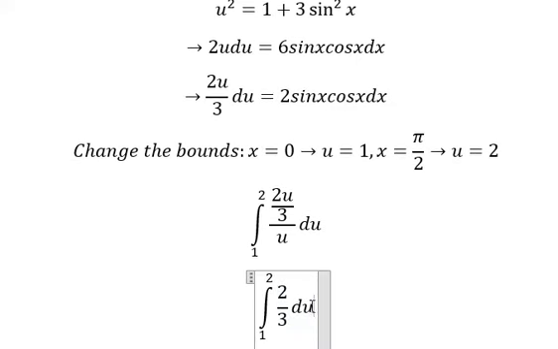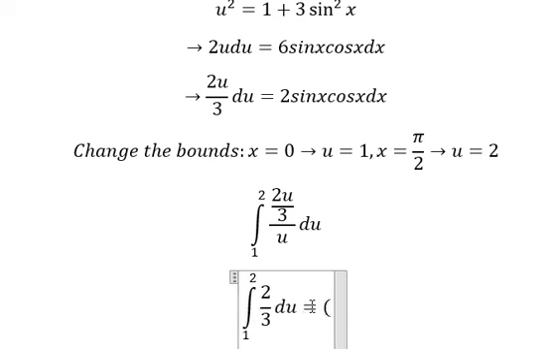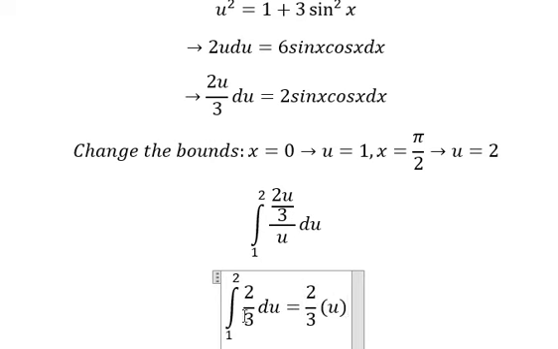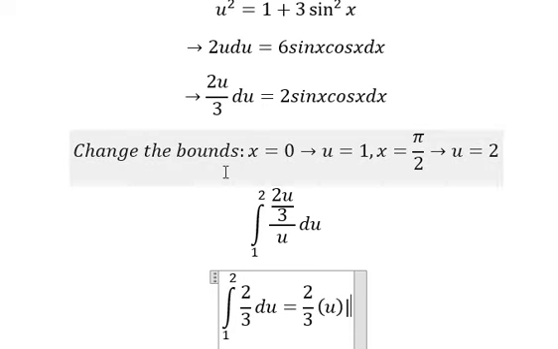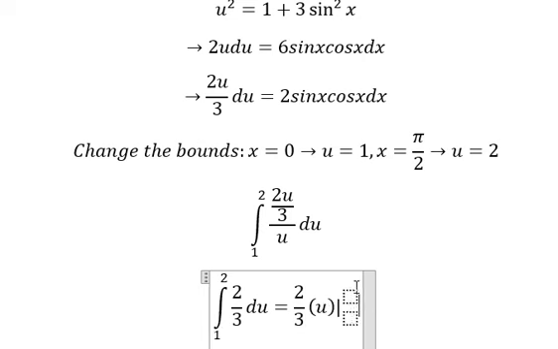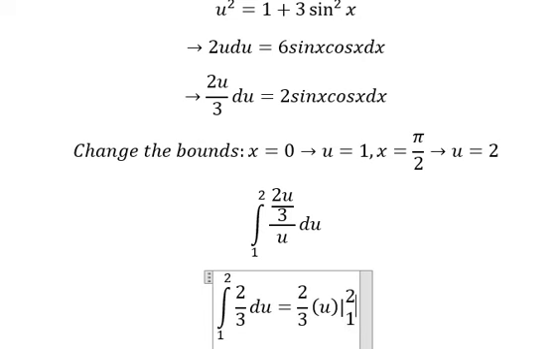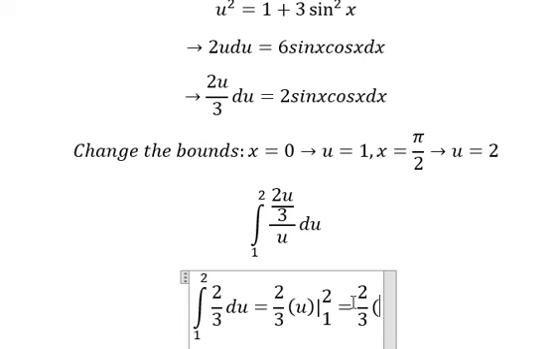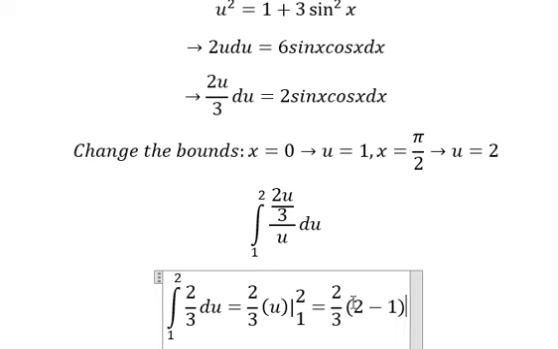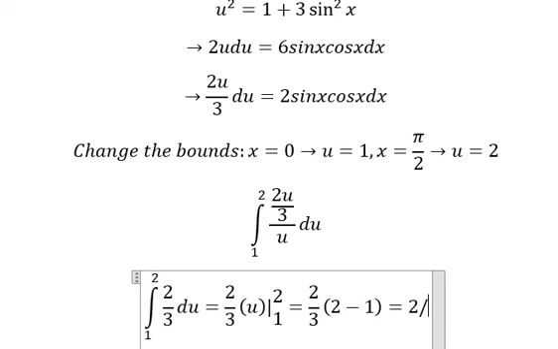And now we can get the final answer. That's about 2 over 3. And we have u. The integration of du, that's about u. And we have the bounds from number 1 to number 2. And now we have 2 over 3 multiplied by number 2 minus 1. And we have 2 over 3.